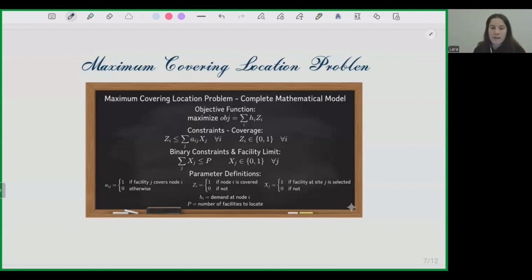And then we have the binary constraints and the facility limit constraint. Basically, xj can only be 0 or 1, because either the facility is selected or it is not. And then we have the facility limit. There are going to be a limited number of facilities that can be opened. Let's say only 5 facilities can be opened, but we have 8 places, so we have to choose from those places. That's why we have the sum of xj less than or equal to p constraint.